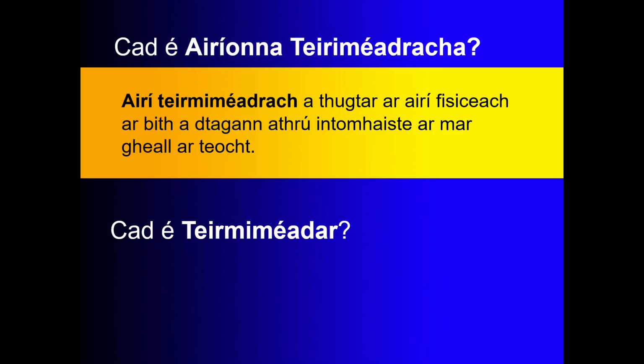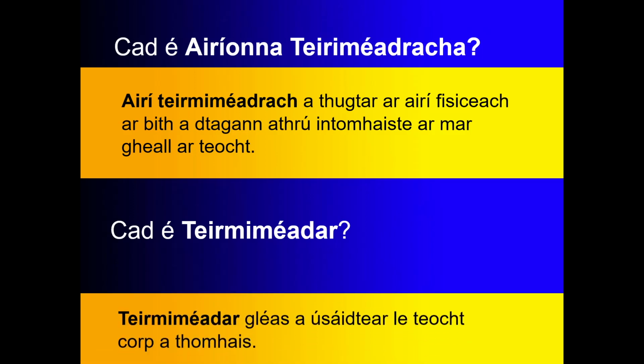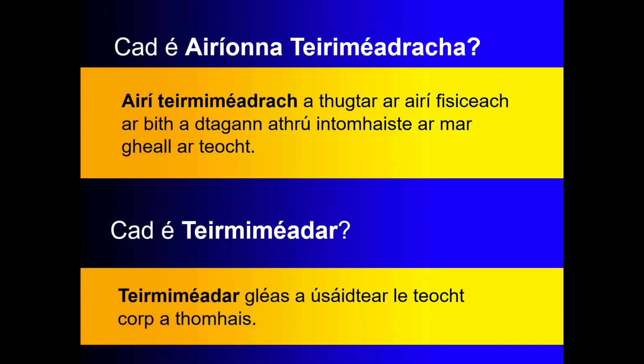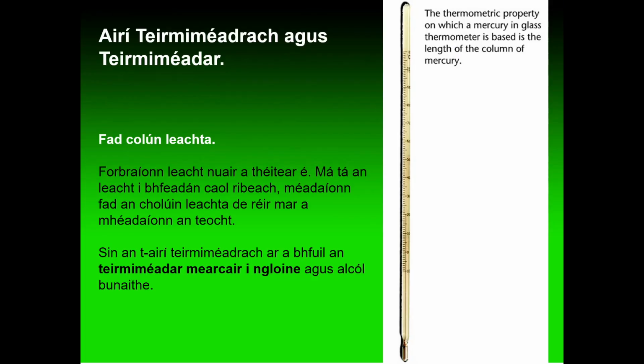Right. Now, a thermometer. What is a thermometer? Thermometric property of a thermometer. So it's an instrument to measure the temperature of a body or anything. That's a thermometer. Now, the thermometric property of the thermometer, right?